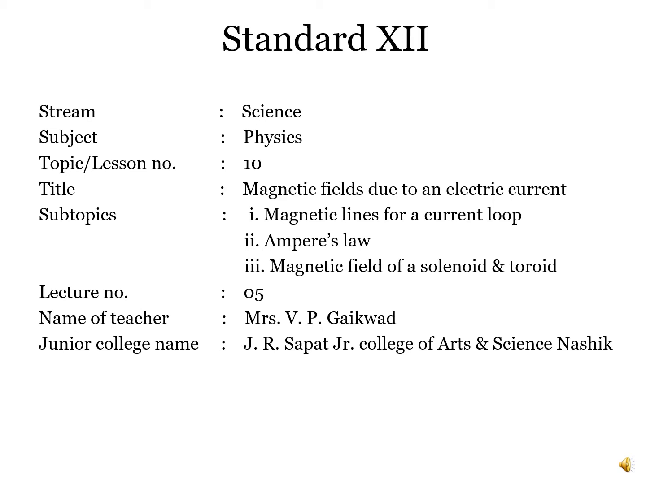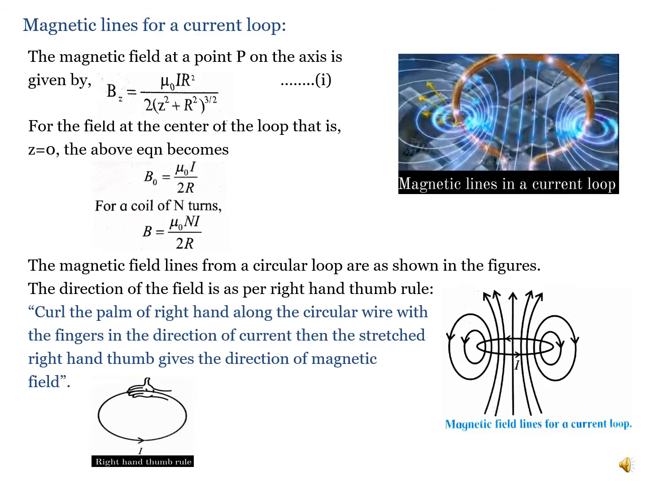Today we'll discuss magnetic fields due to an electric current, Ampere's law and its applications. We know that the magnetic field at a point on the axis is given by Bz equal to mu 0 I r square divided by twice into bracket z square plus r square raised to 3 by 2.